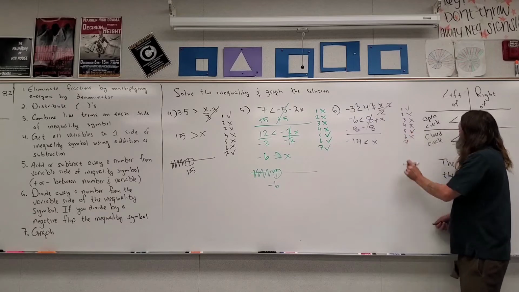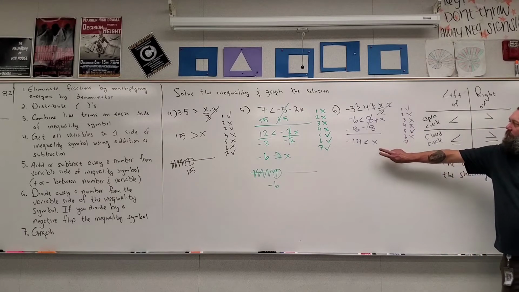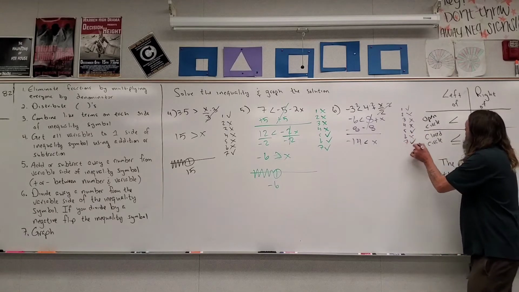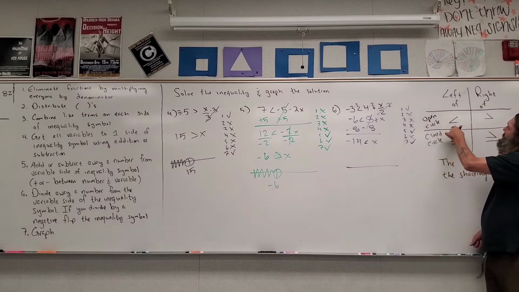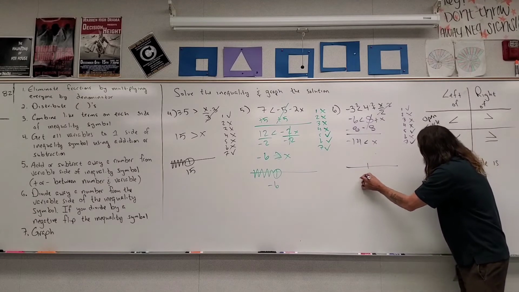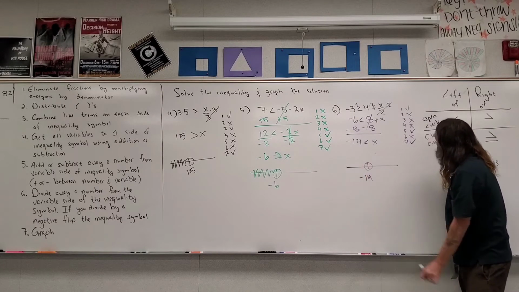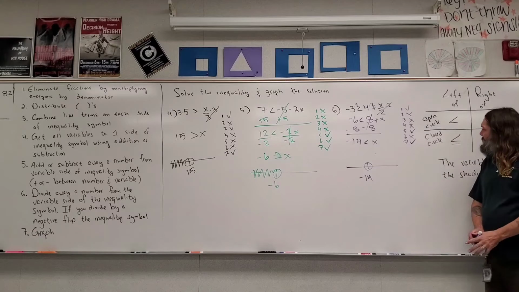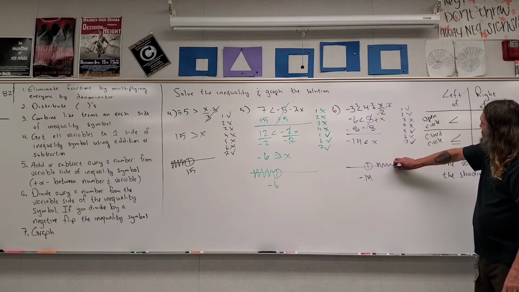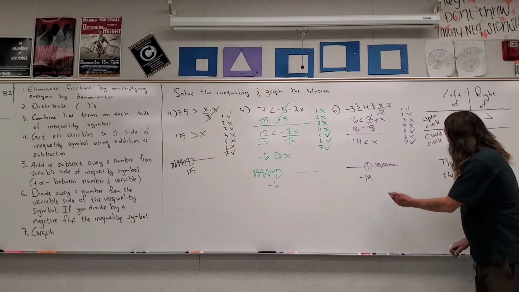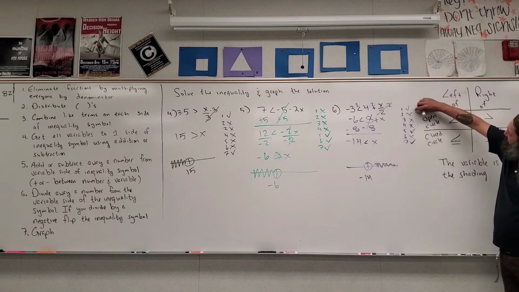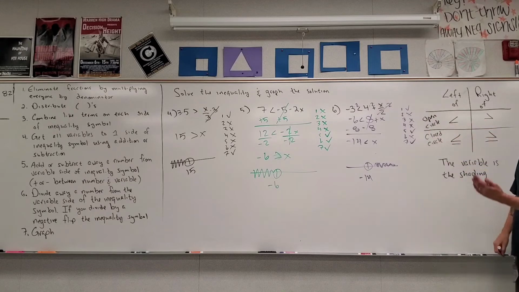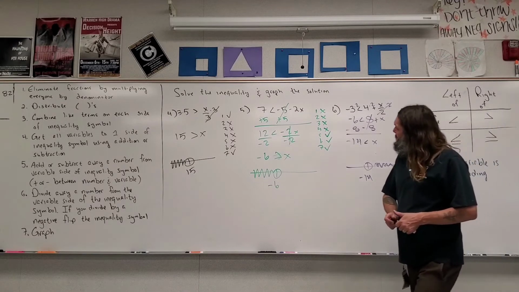I don't need to do step 6 because x is by itself, but I do need the graph. So let's see here. I'm going to go open circle at negative 14. And negative 14 is left of the shading. So what that means is I need to shade on this side, and my negative 14 is on the left of the shading. So this problem, I'm looking for step 1, step 5, step 7 with my variable on the right-hand side. So hopefully you understand what I did with these 3 problems.